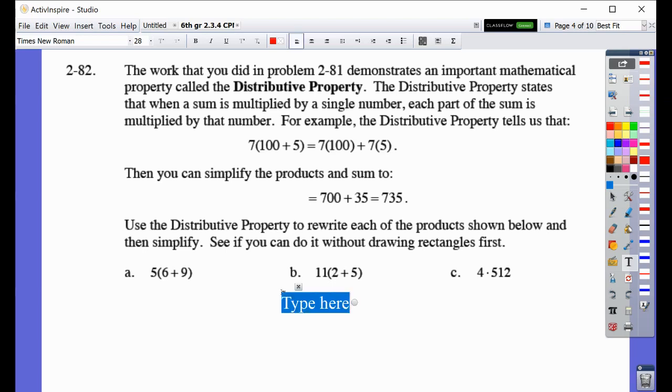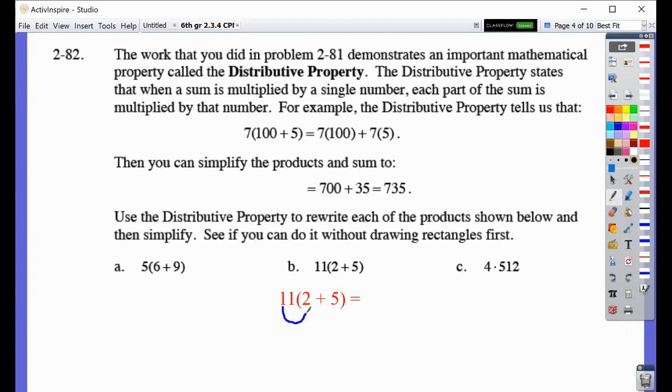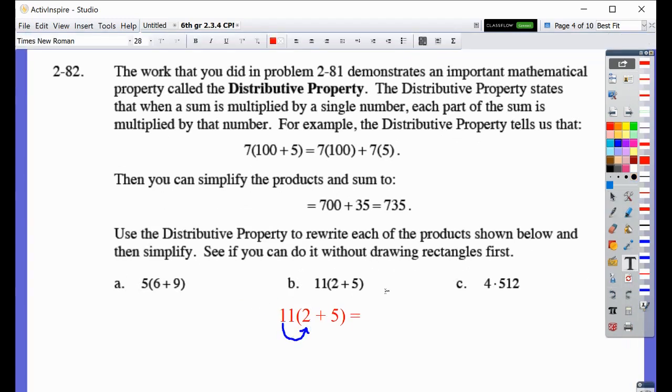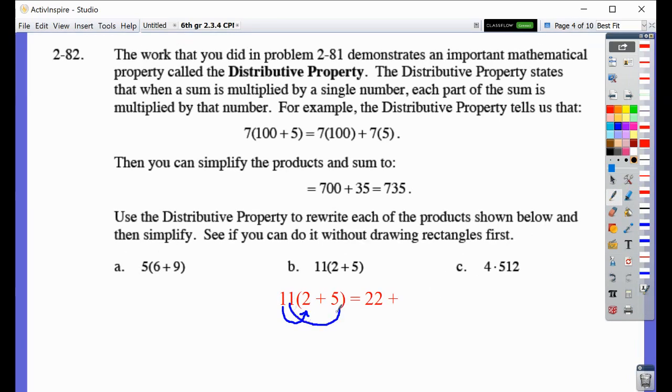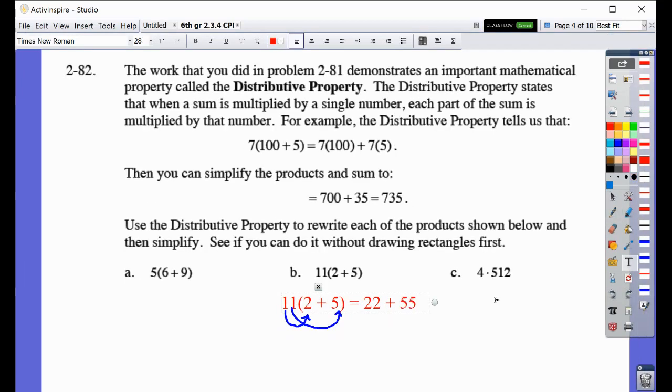All right, so let me just go ahead and again do one for you. Let's look at part B. If we have 11 times 2 plus 5, we're just going to make it into 11 times 2, which you can show that you're taking 11 times 2, or you can write the result. I'm okay with it either way. But 11 times 2 is 22. And then you're going to take the 11 times 5, which is 55. And then you're going to get your result. So it looks like 77.